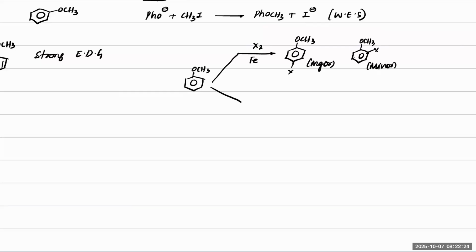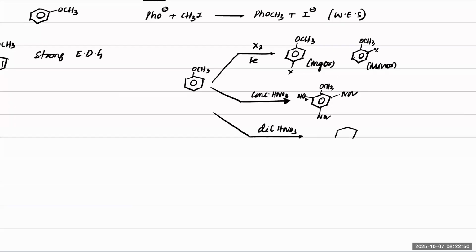While if you react that with concentrated HNO3, it will give you NO2 at all three positions, just like phenol. If it is dilute, it will give you the para position, which is major.